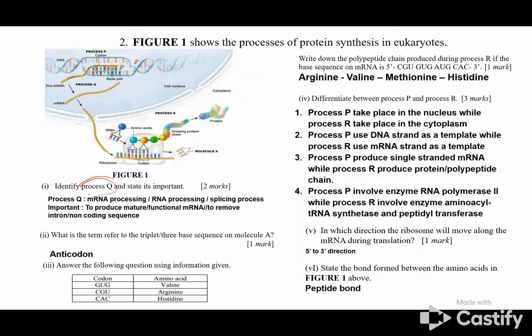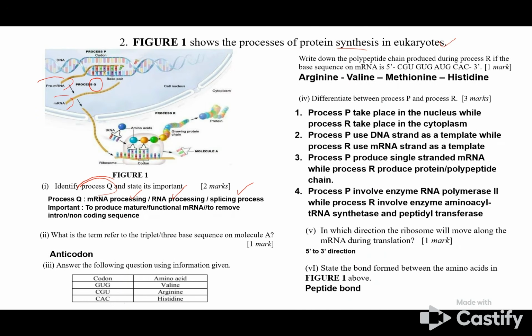This is the second question. Figure 1 shows the process of protein synthesis in eukaryotes. Identify the process Q and its importance. So what is process Q? mRNA processing, RNA processing, the splicing process. You cannot write transcription, because this is very clearly showing pre-mRNA processed into mRNA, and process Q is here. So transcription is a totally wrong answer.